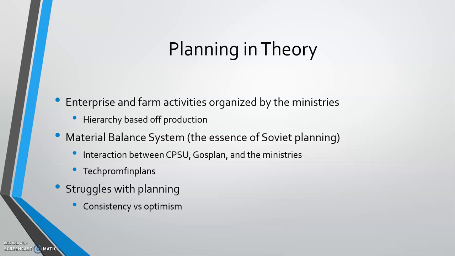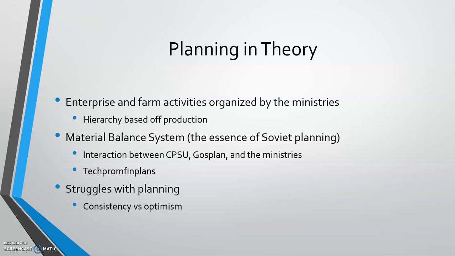Now on to planning in theory rather than the actual practice. The enterprise and farm activities were organized by the ministries, and the hierarchy was based off of production. It was steel, agriculture, and machinery, and steel was the most important. The material balance system is important because this is the essence of all Soviet planning. It's the interaction between the CPSU, Gosplan, and the ministries, with the general directives coming from the CPSU, control figures from the Gosplan, and informational input directly from the ministries.